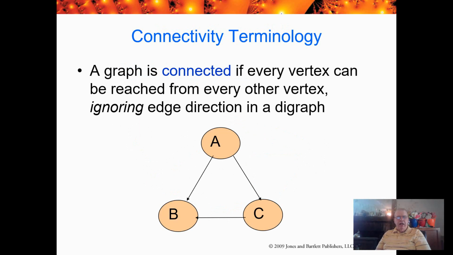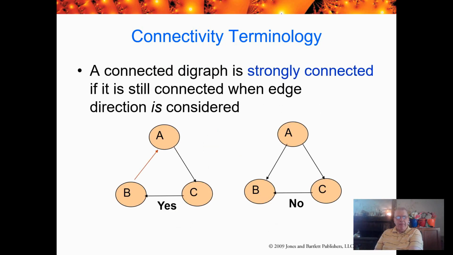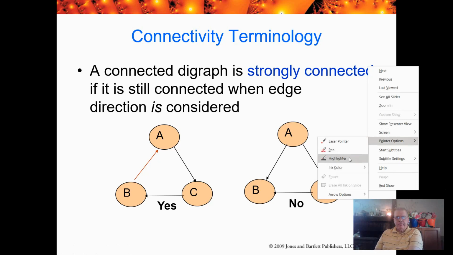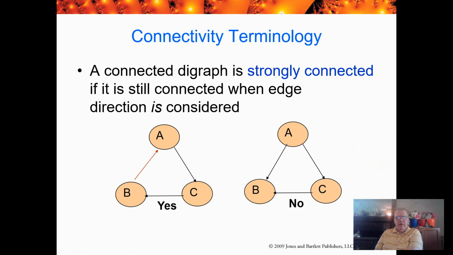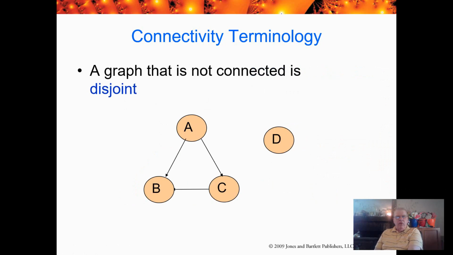And so again, like we said before, a graph is connected if every vertex can be reached from every other vertex. This version says that we ignore the directions in a digraph. And so they introduced the term strongly connected to say that it can be connected when edge direction is considered. So this is an example of a graph that's not connected. It's called disjoint.